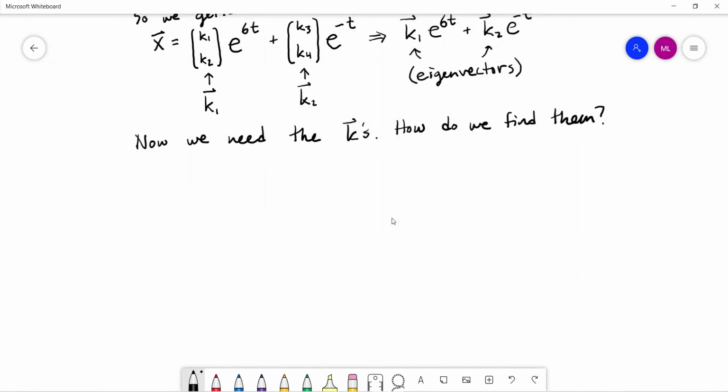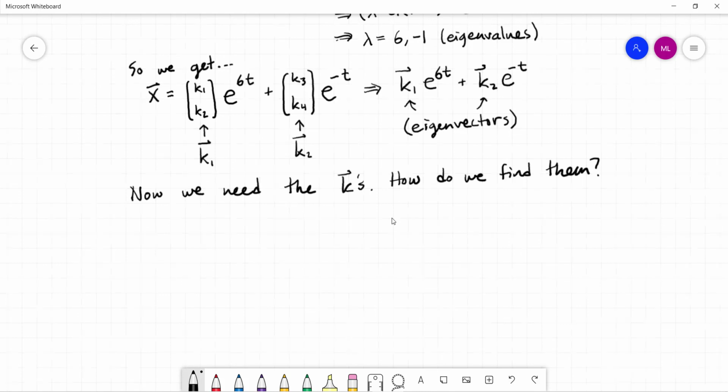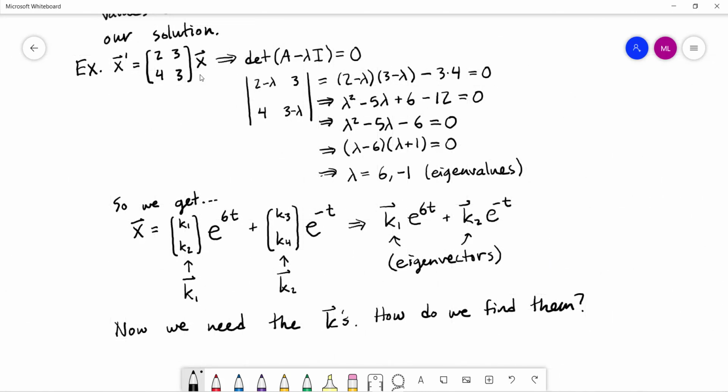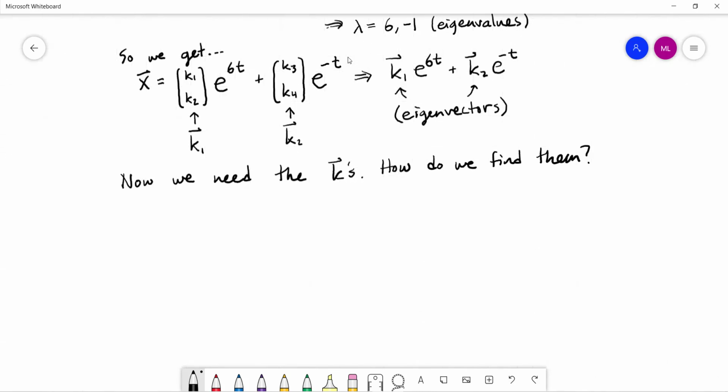Well, basically what we want to do is we've found the eigenvalues. Let's plug those eigenvalues back into the original setup of our equation that we had over here. So plug the eigenvalues back in.